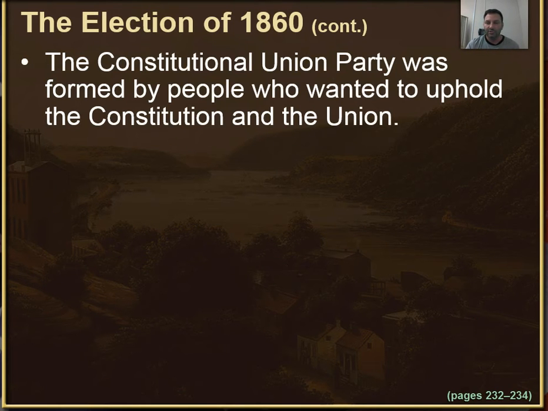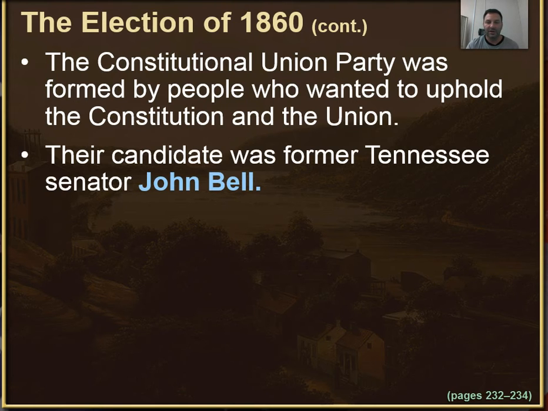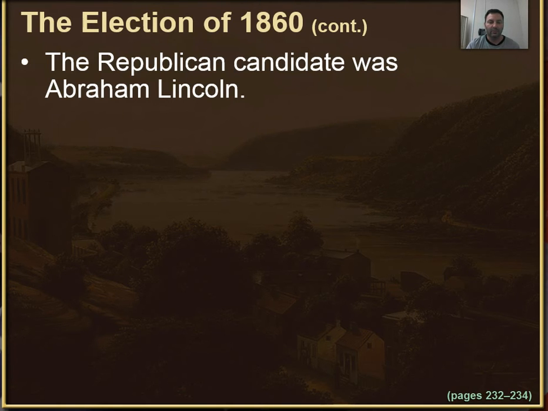The Constitutional Union Party was formed by people who wanted to uphold the Constitution and the Union. Their candidate was former Tennessee Senator John Bell. The Republican candidate was Abraham Lincoln.